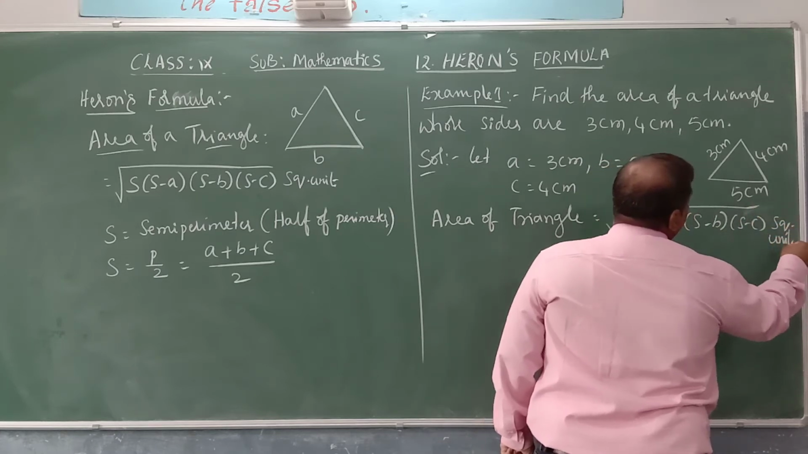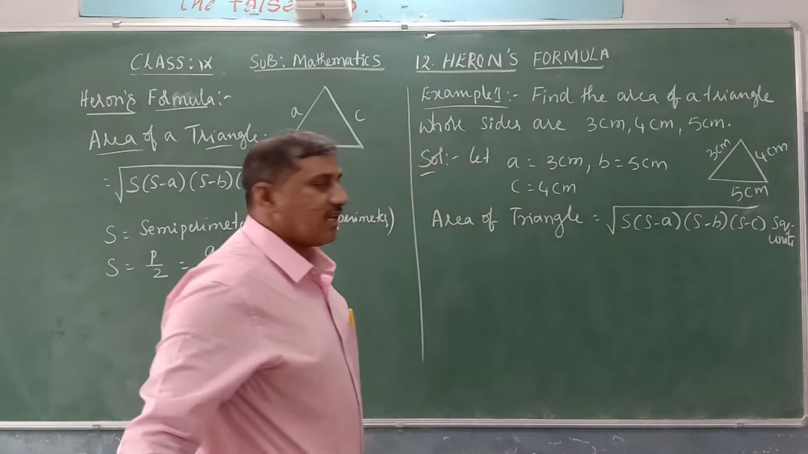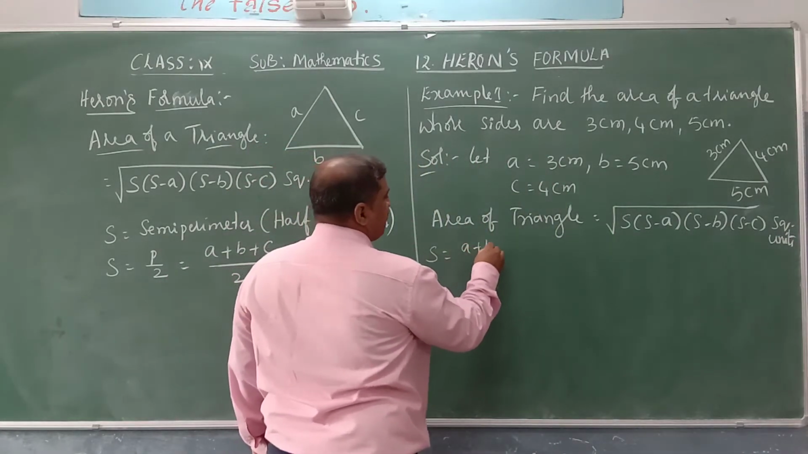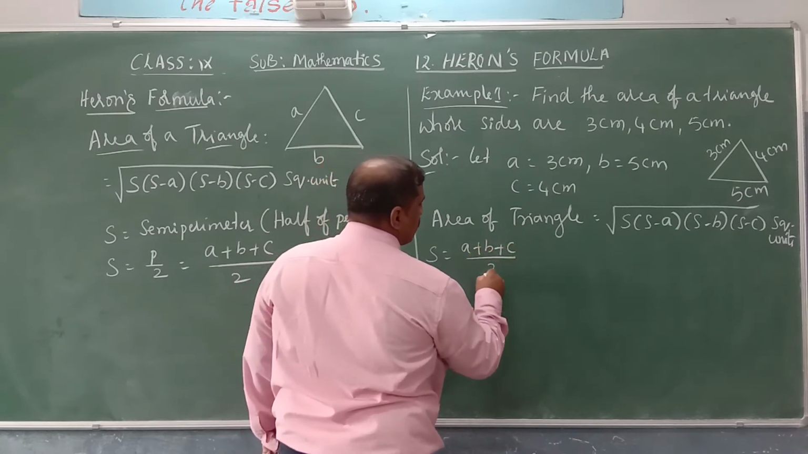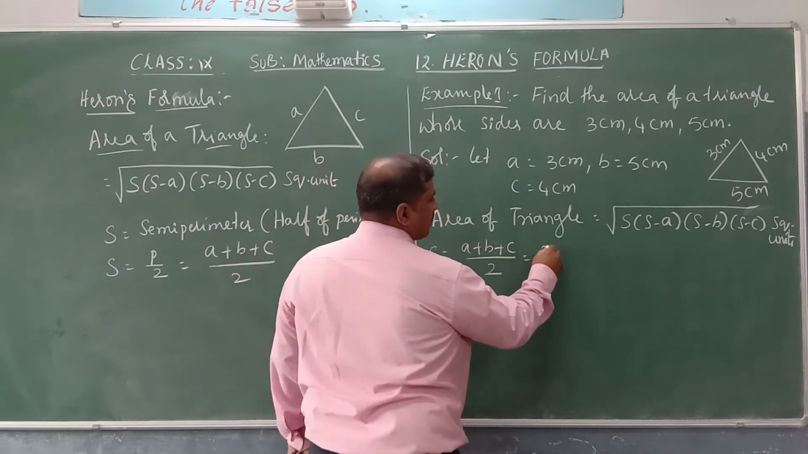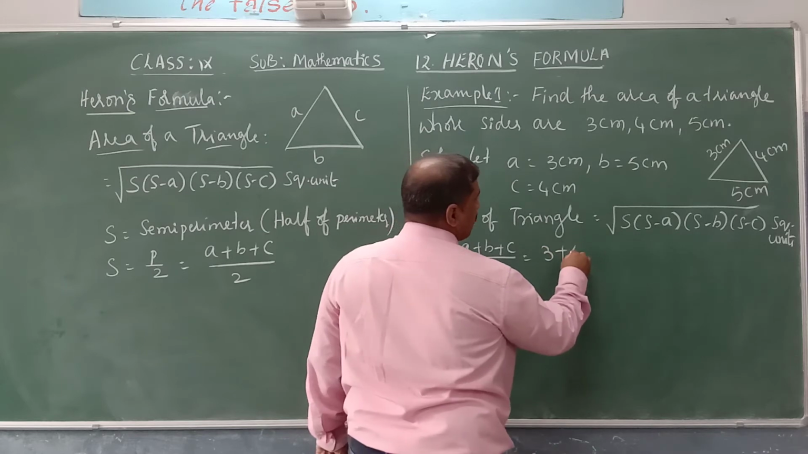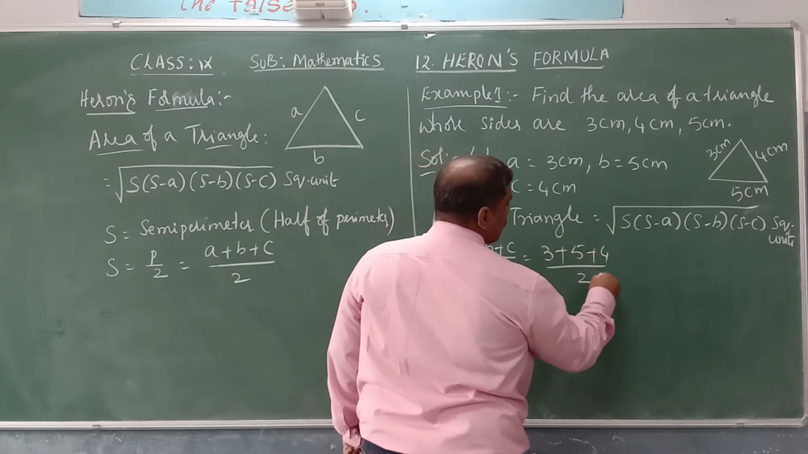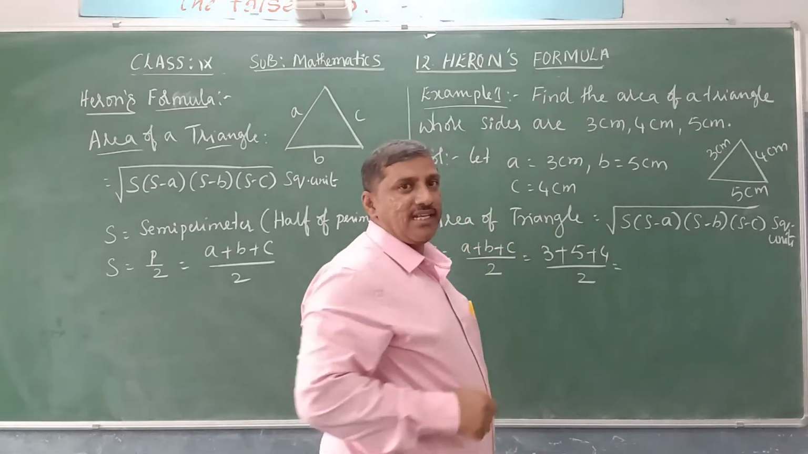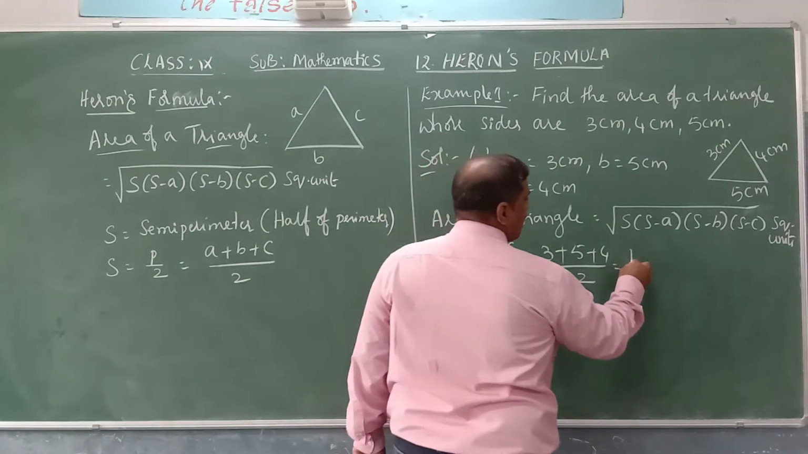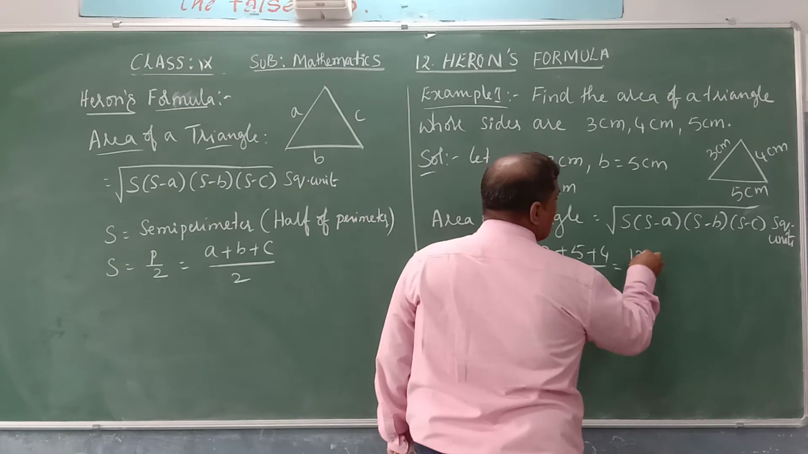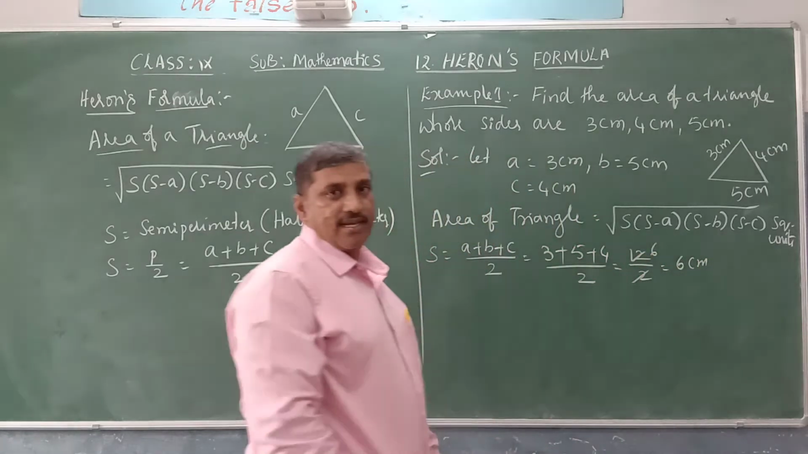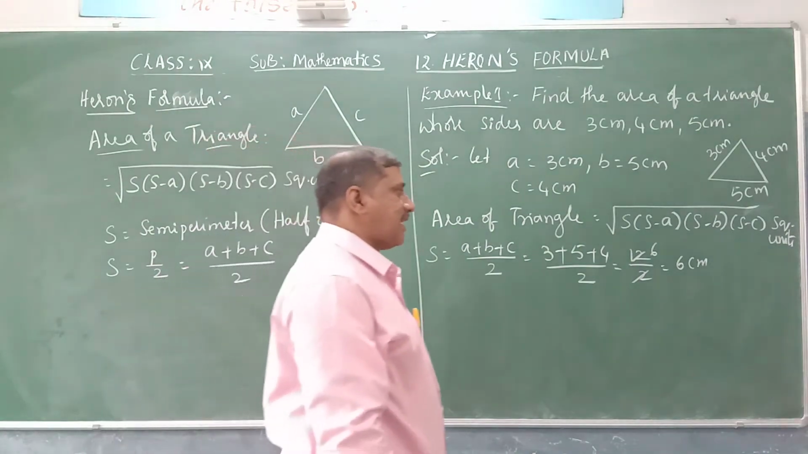Write Heron's formula, and find S is equal to what? S is equal to (a + b + c) / 2. Here a is equal to 3, b is equal to 5, c is equal to 4, divided by 2. That is 3 plus 5 is 8, 8 plus 4 is 12, 12 by 2 is 6. Half of the perimeter is 6 centimeters.